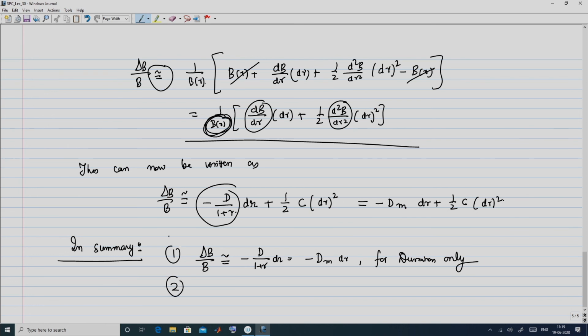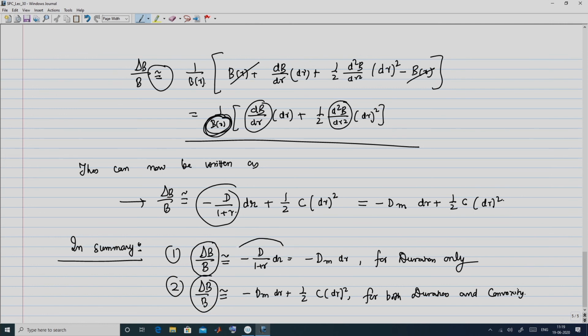And secondly, from this expression we get delta b over b, which is approximately minus D_m dr plus half C (dr) squared, in terms of both duration and convexity. This first term is some sort of a first order approximation, and this expression here is some sort of a second order approximation.